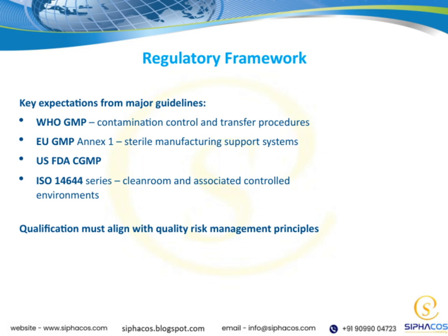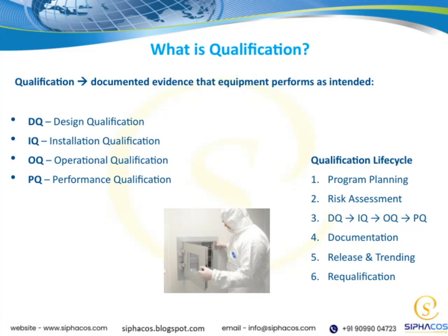It's also important to remember that qualification processes must be aligned with quality risk management principles, meaning we should always assess and mitigate risks throughout the qualification lifecycle. Overall, these guidelines form a cohesive framework that supports our commitment to quality, safety, and compliance in all aspects of manufacturing.